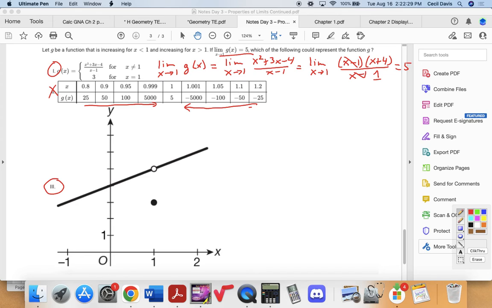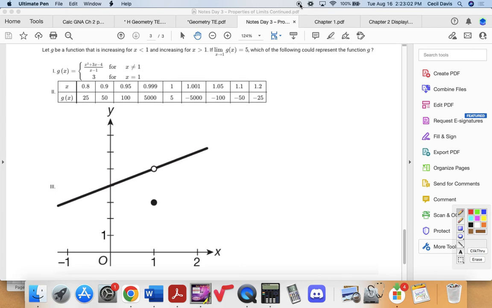Yes, ma'am. How does it show that it's always increasing? Oh, because this x squared plus 3x minus 4 over x minus 1 is exactly equal to x plus 4 for x not equal to 1. This has a hole at 1, this doesn't. x plus 4 is a line with a positive slope, so it's always increasing. Okay? All right. Anything else? Great questions.